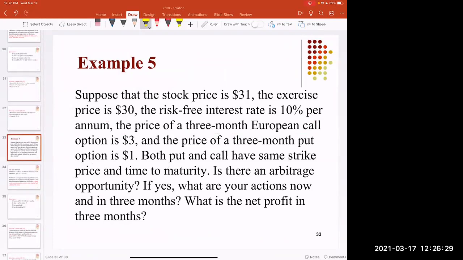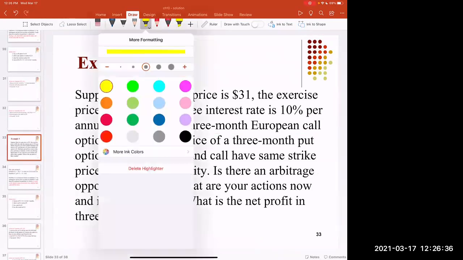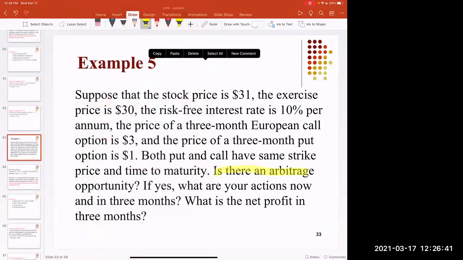Example 5 is similar, but I would like you to try to answer the first question. Is there an arbitrage opportunity? Because we have time, I would like you to try this exercise. Okay, example 5. I'll give you 5 minutes and we will do it together. If you have a question, let me know.